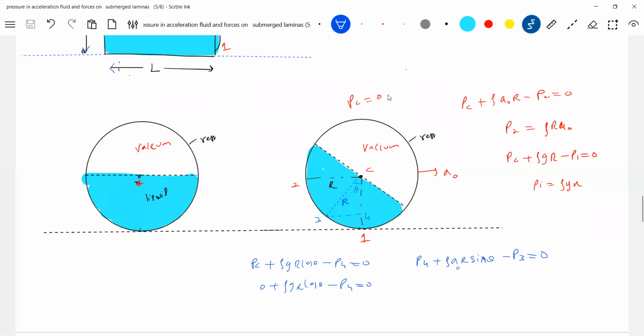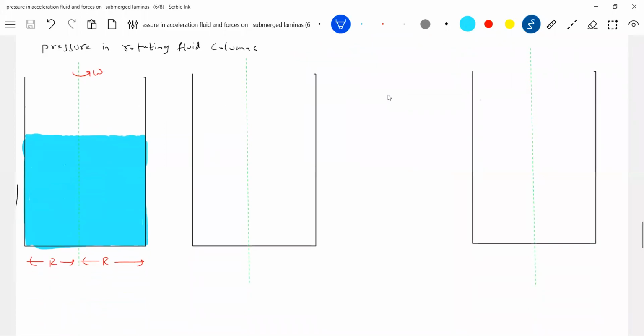Let's go for pressure in rotating fluid.